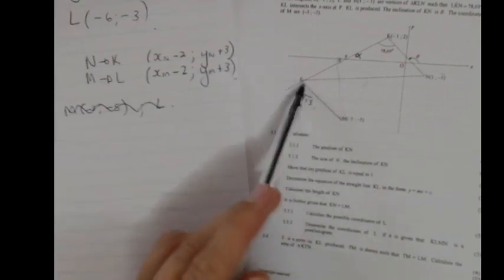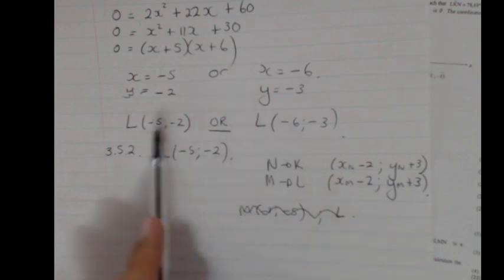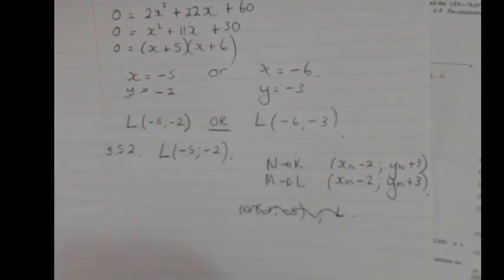or you can use equal gradients. So the gradient of this line should also be the gradient of KM, which we already calculated as -3/2. So if you make this gradient here -3/2 and test these two points, you'll see that this one actually works out. Okay, so there's a few things to do there.